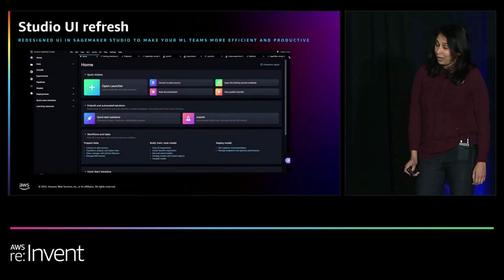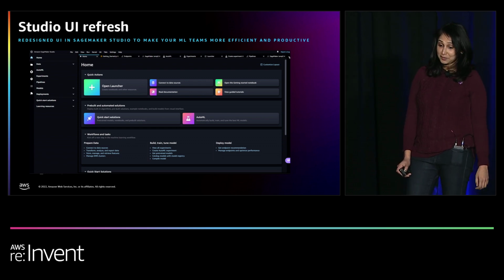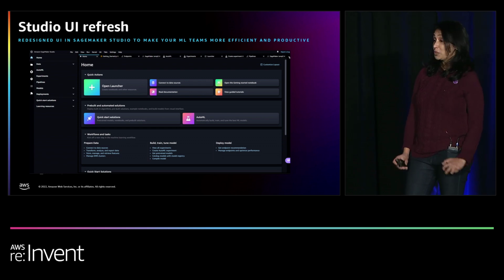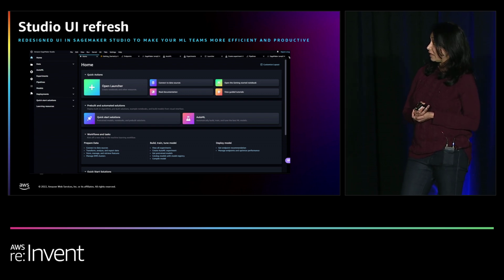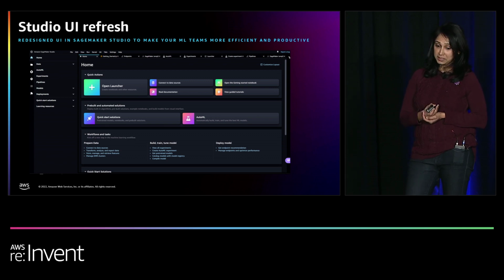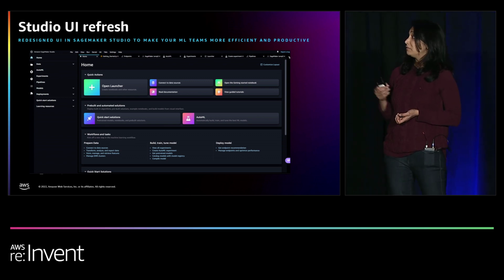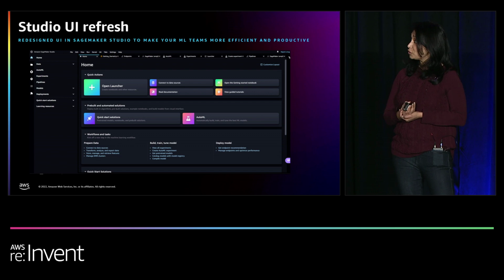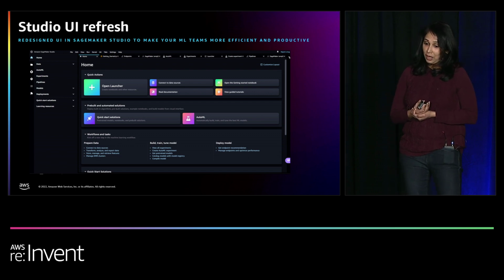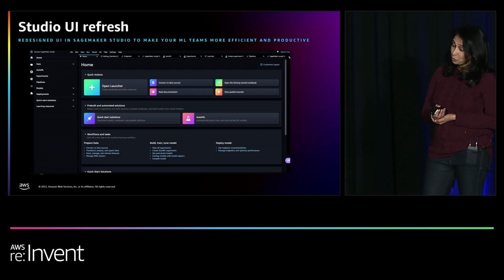So first, we have a brand new user interface for SageMaker Studio. So we told you about the host of capabilities that Studio has. Well, we've now made it easier for you to discover and get started with these capabilities. So you'll see there on the left navigation that we've introduced a new navigation panel, which follows the ML development workflow, so you can easily find exactly the tool that you want.